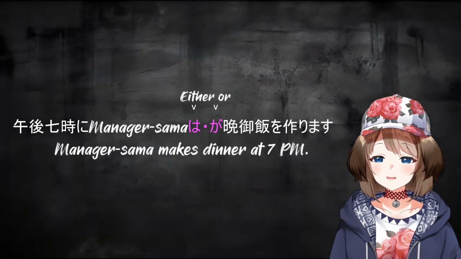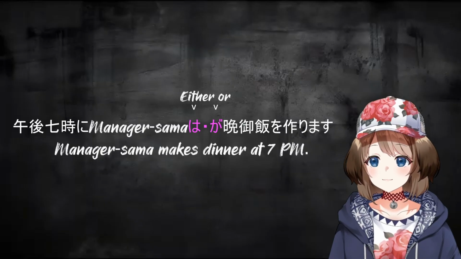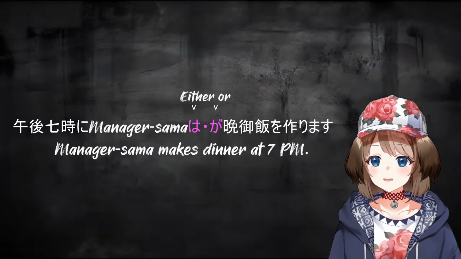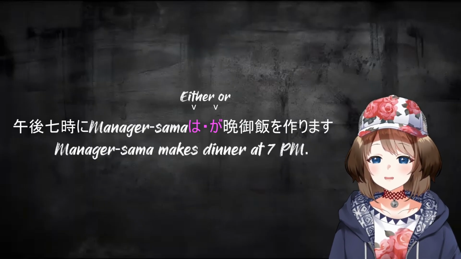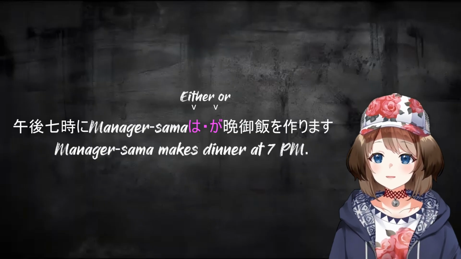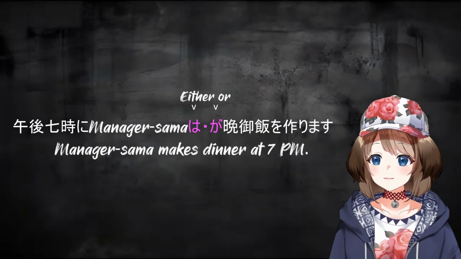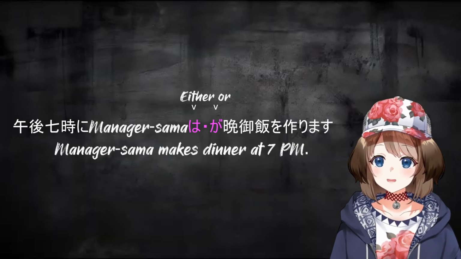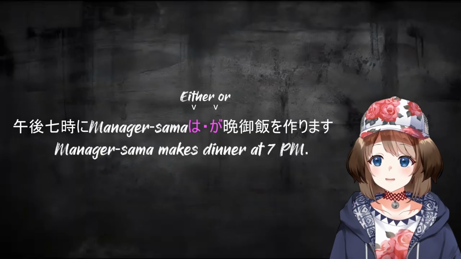Okay, so who was actually doing the verb? Who was doing the making? Manager-sama. And we know that manager-sama is the subject who makes dinner at 7 p.m. because manager-sama is marked with either the topic or subject particle wa or ga. Now, as I said, I've given you both wa and ga here. But I want to remind you once again that wa and ga are very, very, very slippery.